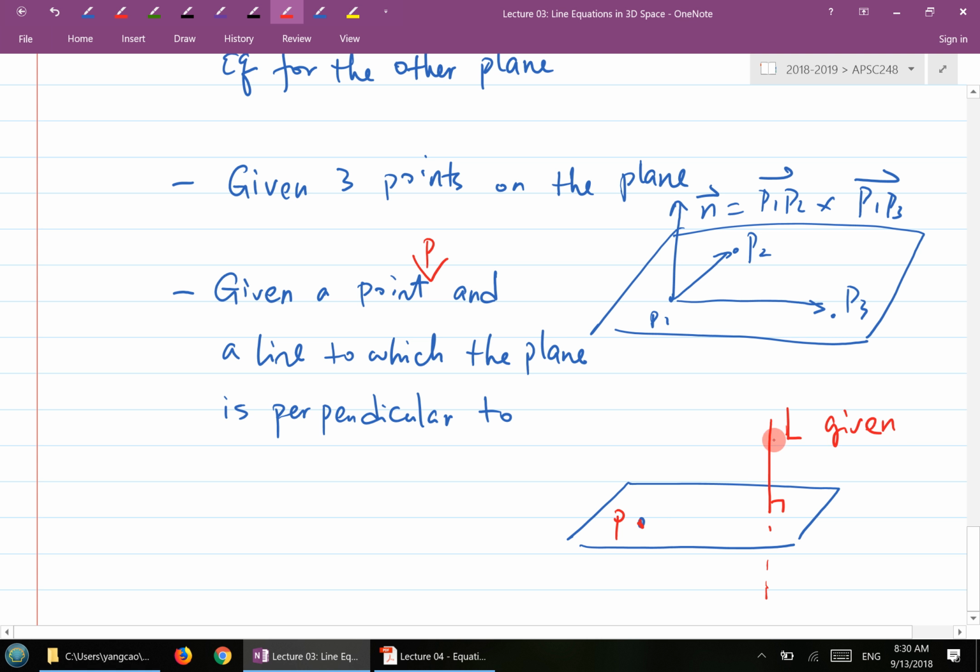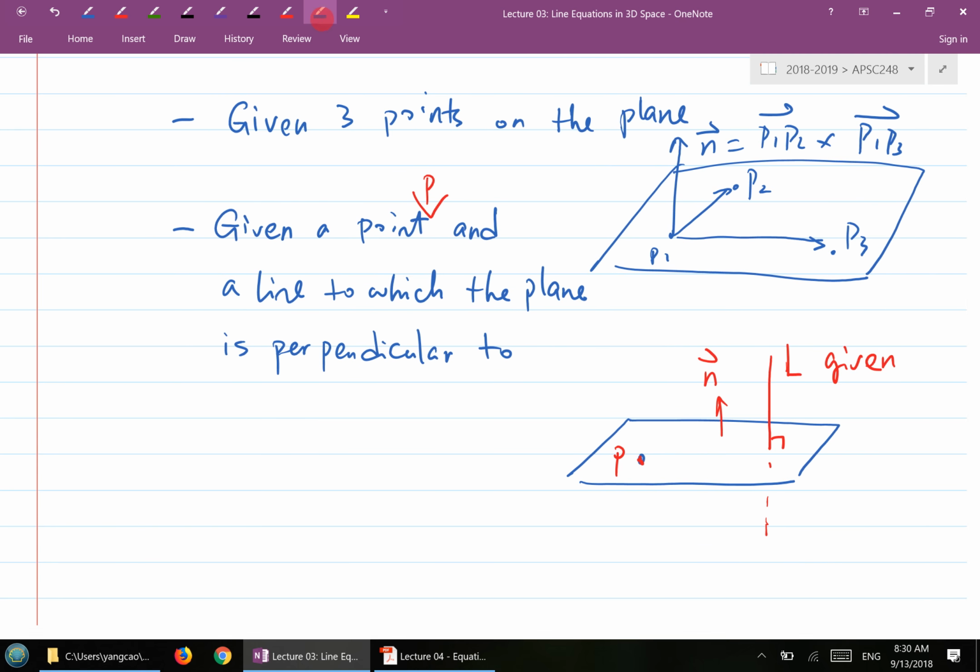However, always bear in mind, in order to construct a plane equation, you only need 2 pieces of information, right? One is a point on the plane, the other is what? A normal vector. Okay, so that's all you need to construct a plane equation. So how do we find those 2 pieces of information? That's up to the specific question.